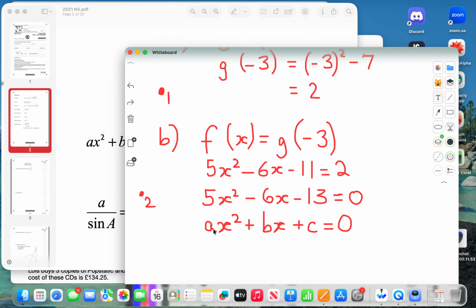You see 5 and A match up, so A equals 5. Be careful with your positives and your negatives. B and minus 6, so those coefficients marry up, so B is minus 6 and C is minus 13.